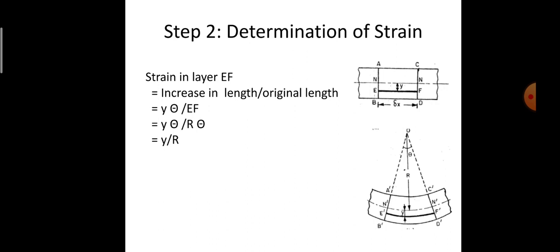As r is constant, the radius is constant, hence we can straight away say that strain in the layer is proportional to its distance from the neutral axis. So strain in the layer is proportional to distance from the neutral axis. Therefore strain is equal to y by r.